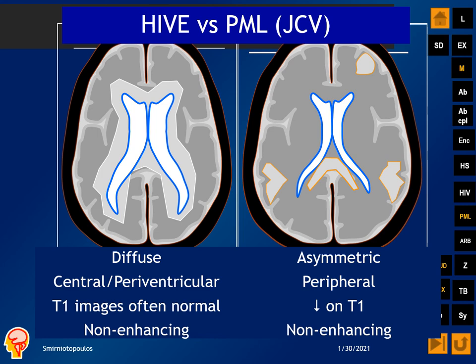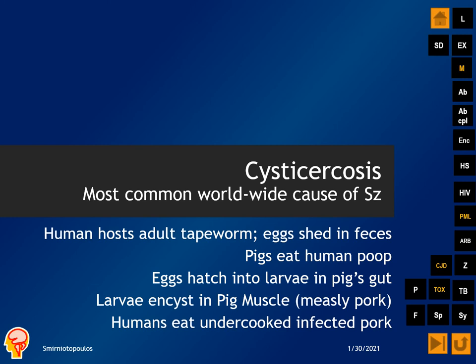Let's turn our attention to cysticercosis, which is the most common worldwide cause of seizures. Humans host the adult tapeworm, and eggs are shed in feces. Pigs eat human feces. The eggs hatch into larvae in the pig's gut. The larvae encyst in the pig muscle, that's called measly pork, and then humans eat undercooked infected pork.